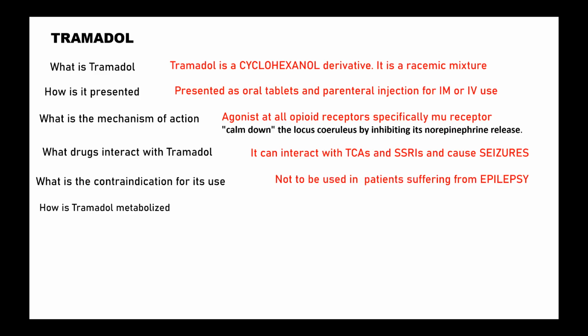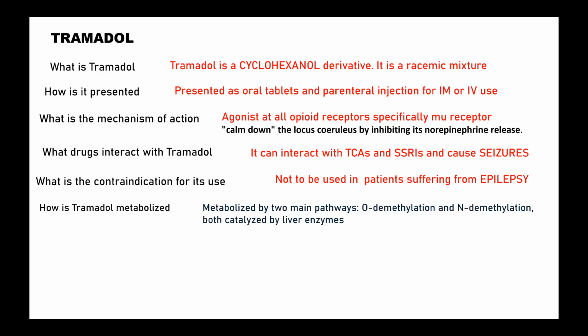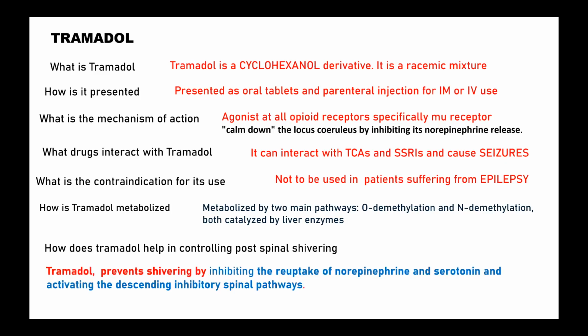How is tramadol metabolized? Liver. The two main pathways, O-demethylation and N-demethylation, both catalyzed by liver enzymes. How does tramadol help in controlling post-spinal shivering? It raises the hypothalamic threshold by inhibiting reuptake of norepinephrine and serotonin and activating the descending spinal pathways.